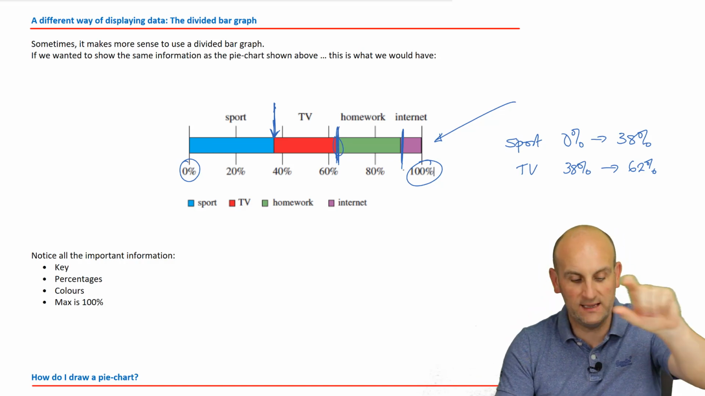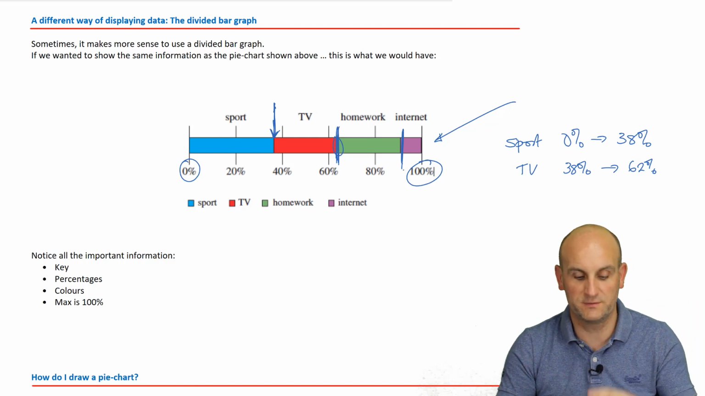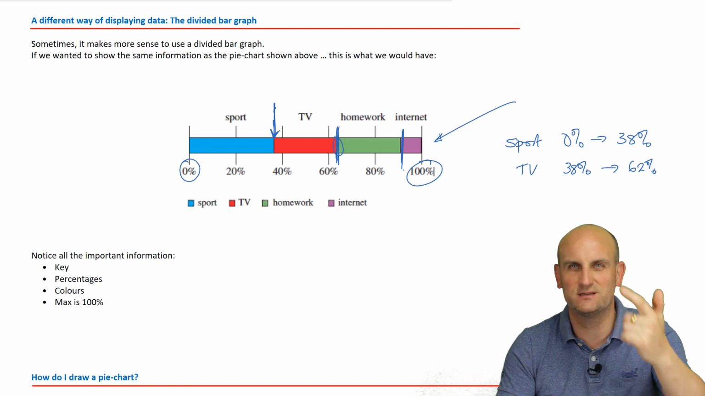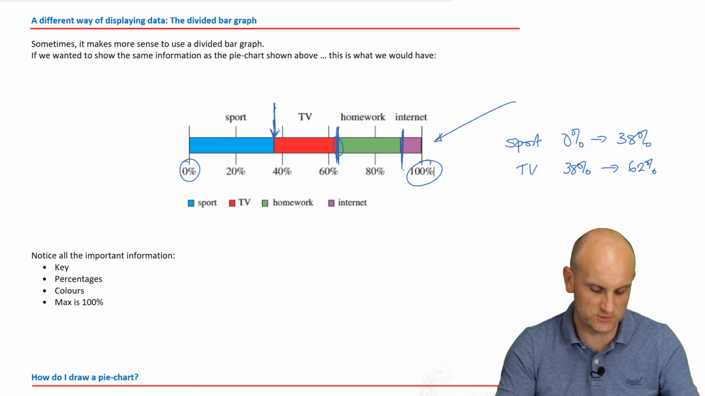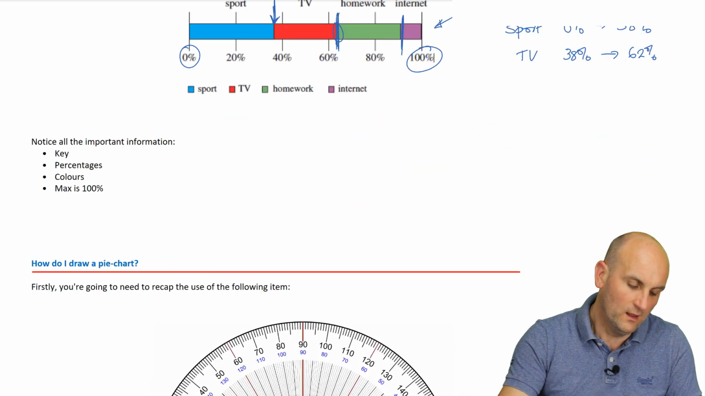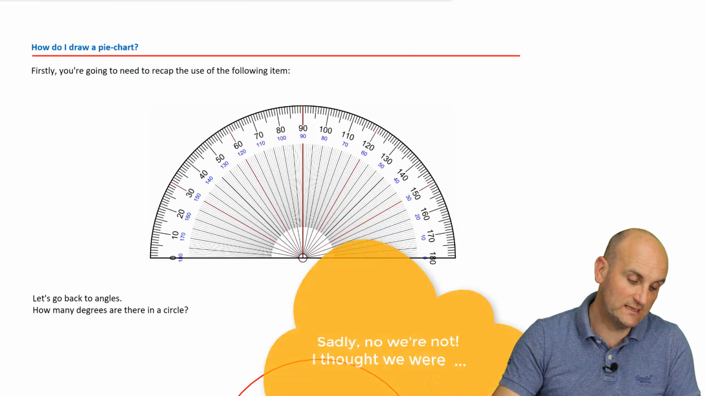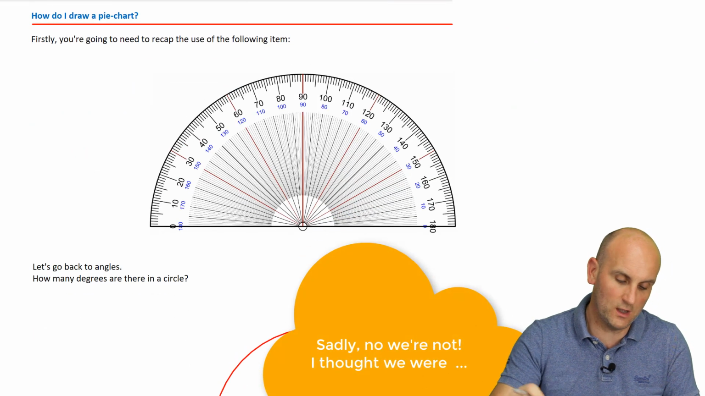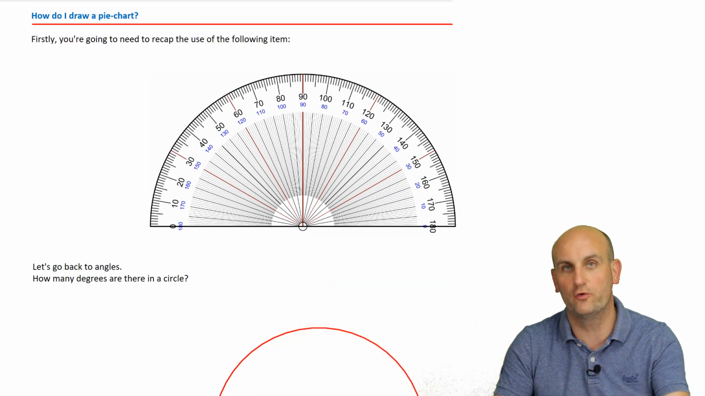So these divided bar graphs are awesome. So long as we set them up with the key and the titles and the percentages and the colors, it's all very, very good. We're getting, strangely enough, towards the end of this lesson, but I suppose the most important thing to know is how do you draw a pie chart?